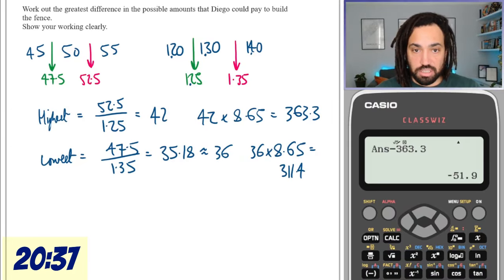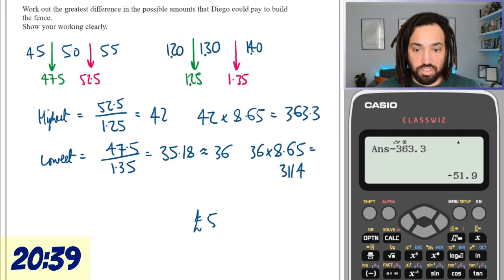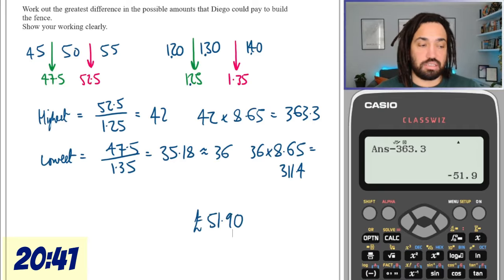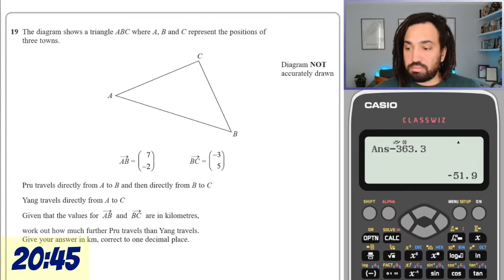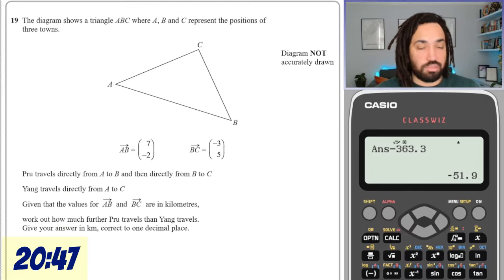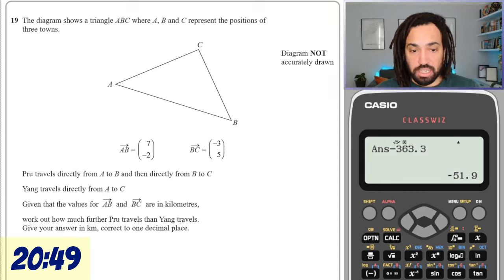So I think the answer is £51.90. I do not feel confident with that. Oh well, it's a speed run after all, so let's get on with it. We'll check at the end to see if it's right.